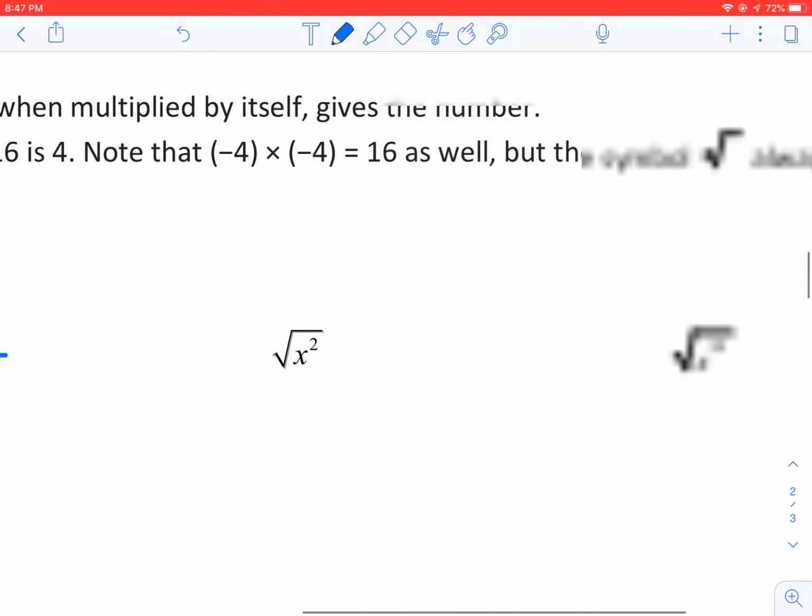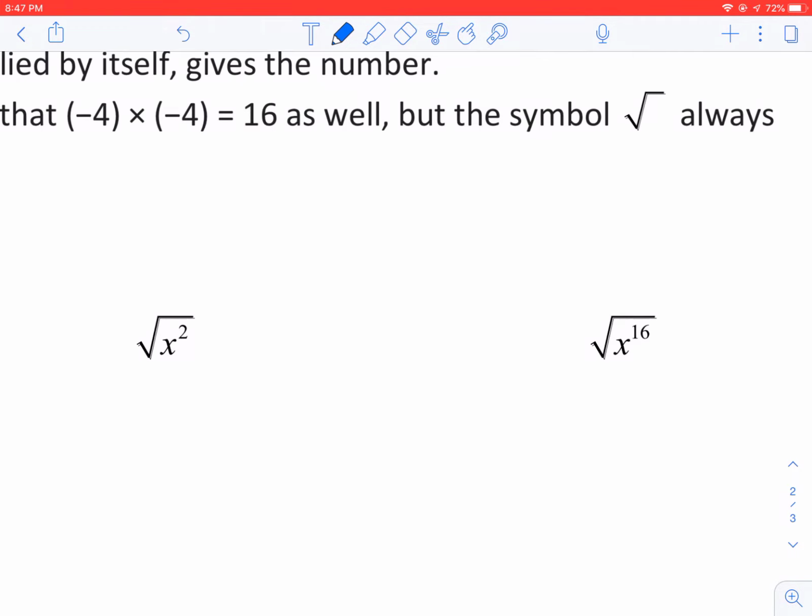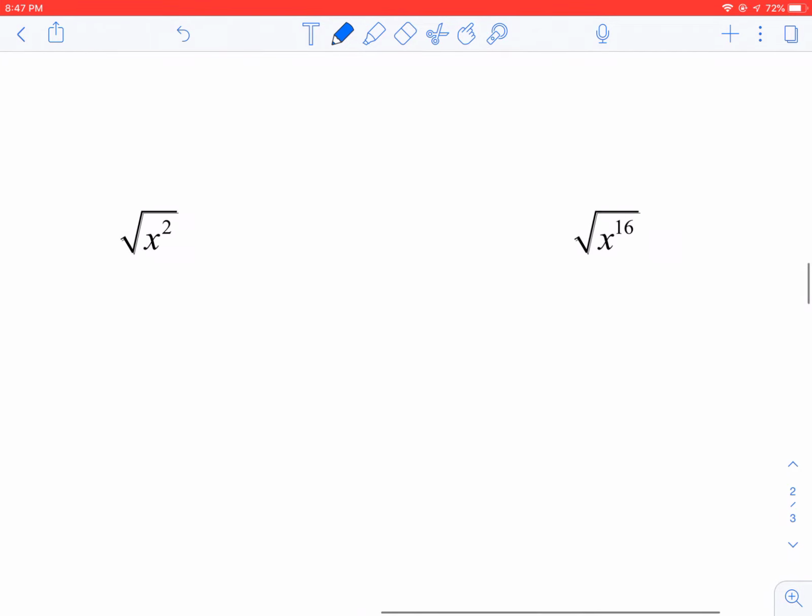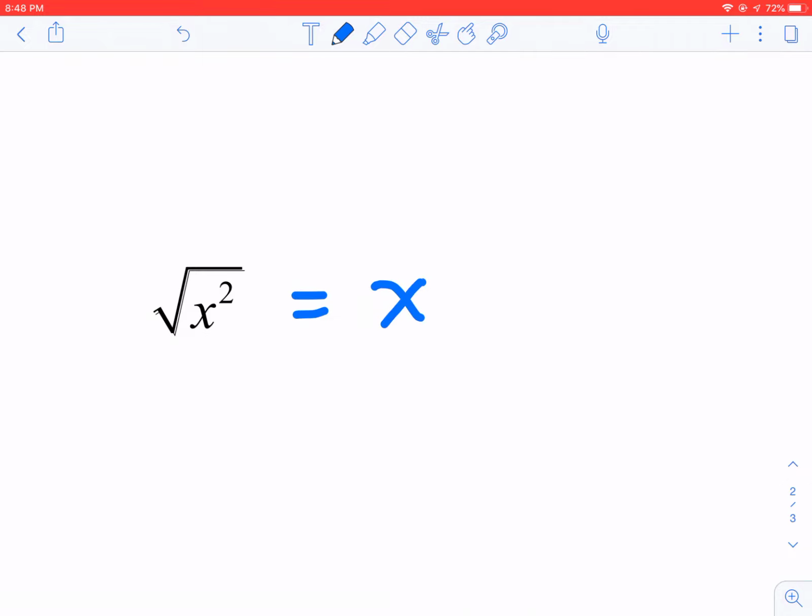Take a second and think about these two. What times itself gives me x squared? And what times itself gives me x to the 16th? Alright, so the square root of x squared is going to be x. Because x times x equals x squared.